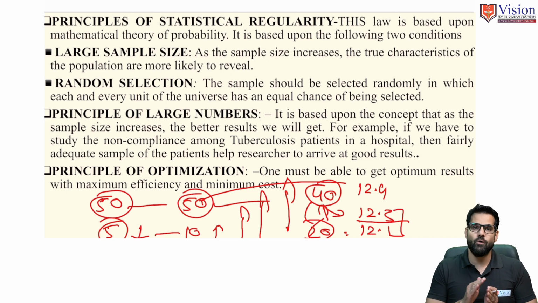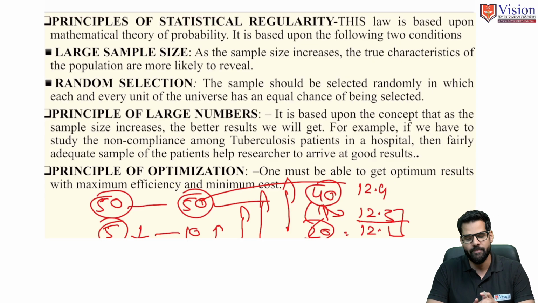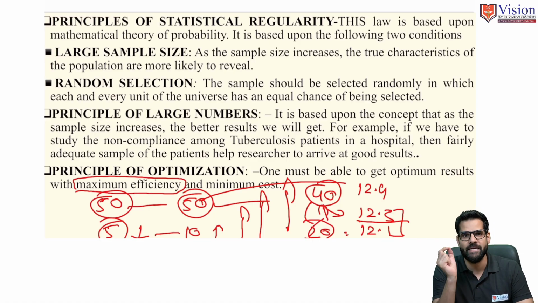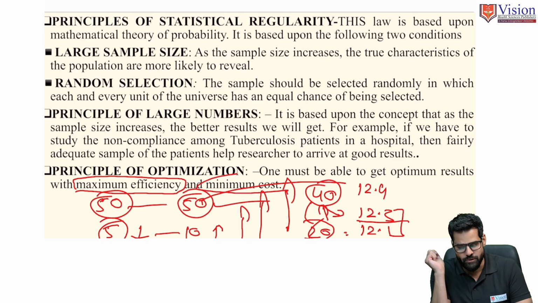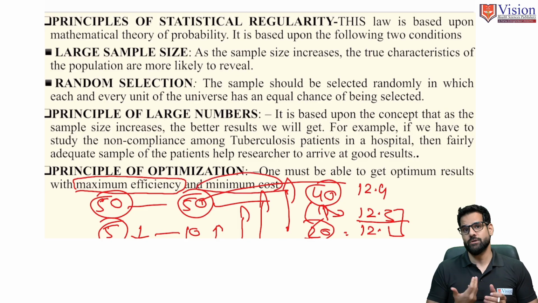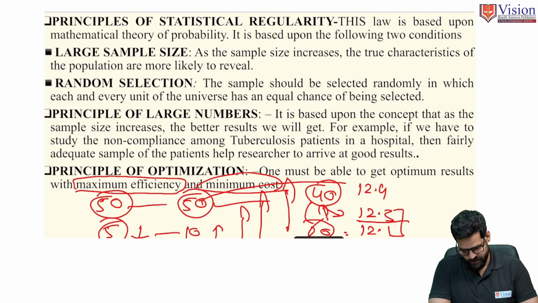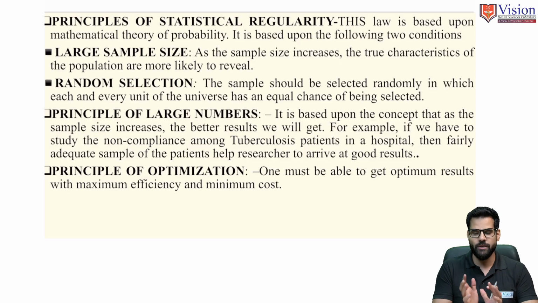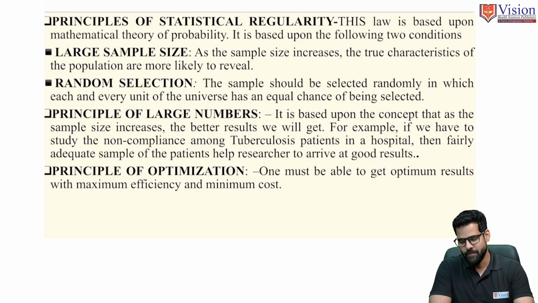You cannot always go for a large sample. You should not think about that. You should think about the optimum sample. What is the optimum sample? You get maximum efficiency, your results are more precise, but with minimum cost. As you increase the sample size, the cost will increase as well. So you have to maintain a balance between these two things. So these are the three important principles of sampling.